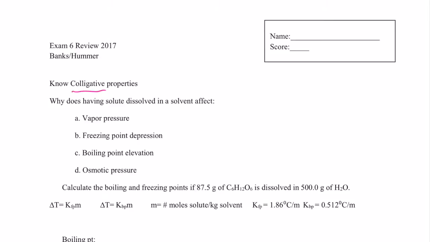And if you recall, colligative properties depend upon the number of particles in a solution, not the type. And there are four colligative properties we talked about: vapor pressure lowering, freezing point depression, boiling point elevation, and osmotic pressure. Now, other than the definition for osmotic pressure, don't worry too much about that. I won't put any problems relating to osmotic pressure on your test. However, you should be aware of vapor pressure lowering, freezing point depression, and boiling point elevation.